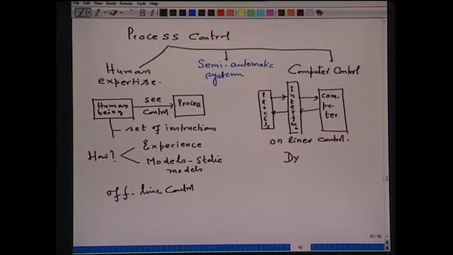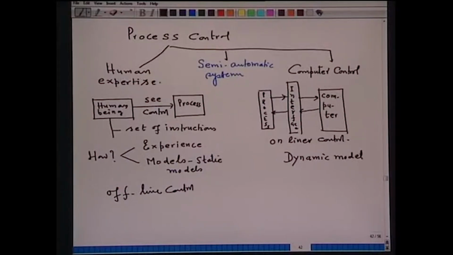Now, in case of computer control, what is required? One has to describe the process, we have to quantify the process in terms of equations. Then these equations are converted in the form of a model, and that model is fed into the computer. So, that is called a dynamic model.